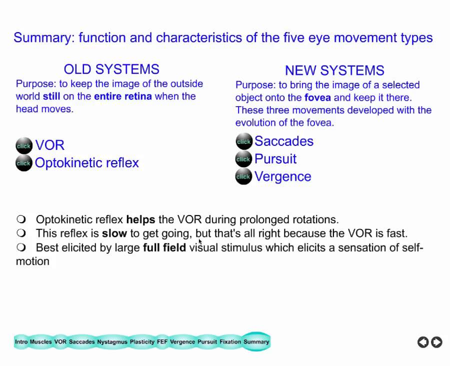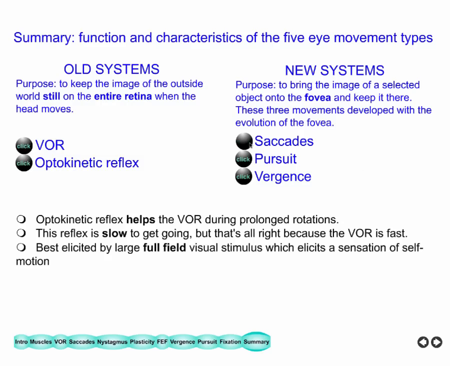We saw also that the optokinetic system helps the VOR. This reflex is slow, but that's good because the VOR is fast. And it, like the VOR, needs something on a full field, so on the visual system, to elicit it, and thus elicit this sense of self-motion.